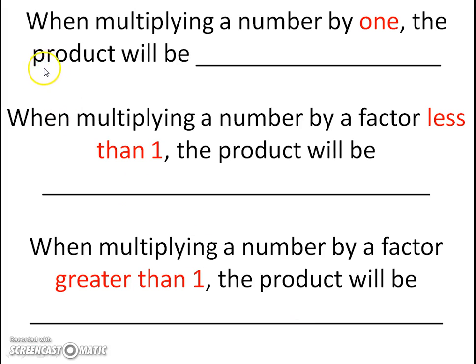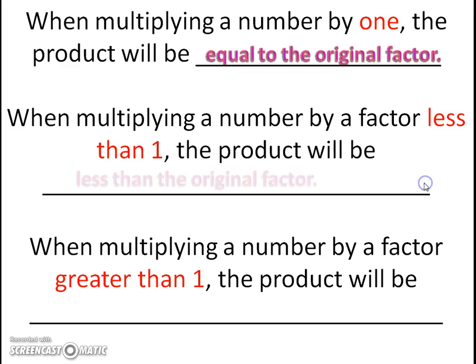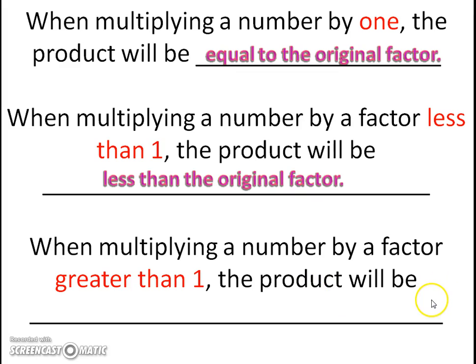When multiplying a number by 1, the product will be equal to the original factor. When multiplying a number by a factor less than 1, the product will be less than the original factor. When multiplying a number by a factor greater than 1, the product will be greater than the original factor.